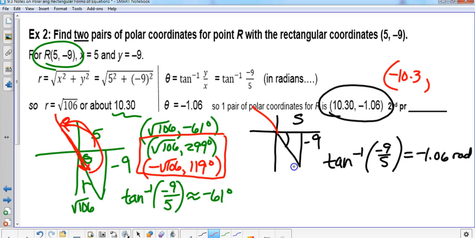Instead of adding 180, what are we going to add? Pi. So if we added pi to that, we got 2.08 roughly. Now that's in radians and it's kind of hard for us to think about. But if you rotate it around 2.08, which would be less than pi, right? And then you backed up 10, you'd be in that quadrant.